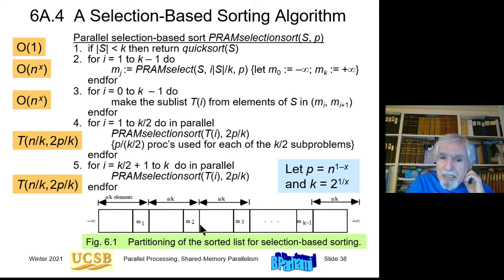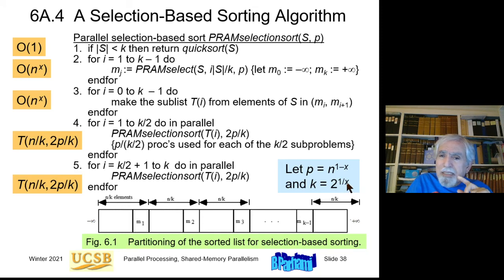So for each of these k minus 1 elements, we apply PRAM select. k is a constant, and the constant happens to be 2 to the power 1 over x. Remember, we had p, the number of processors, equal to n to the 1 minus x. So let's take an example. x equal to 1/2 means we have square root of n processors, and k will be 2 to the 2, or 4. So the number of segments that we are breaking the list into will be 4 in that case.